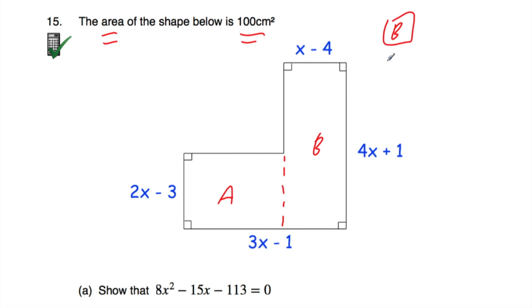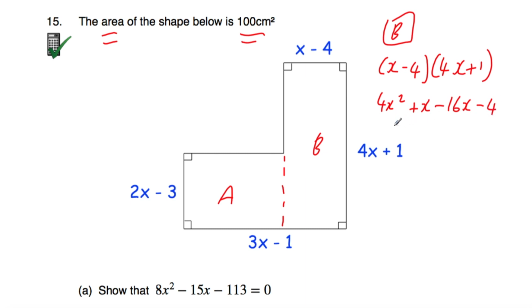So the area of B would be x minus 4 multiplied by 4x plus 1. And whenever we do that, let's expand this and see what we get. X times 4x is 4x squared. X times 1 would be plus x. And then we've got minus 4 times 4x, that'll be minus 16x. And then finally, minus 4 times 1 would be minus 4. And then if we simplify this, we would get 4x squared. And then we've got x take away 16x. Well, x take away 16x would be minus 15x. And then we've got minus 4. So that would be the expression for the area of this rectangle.